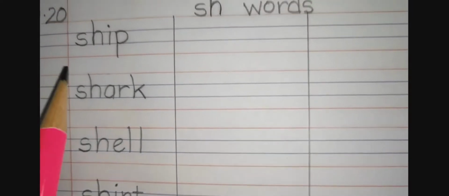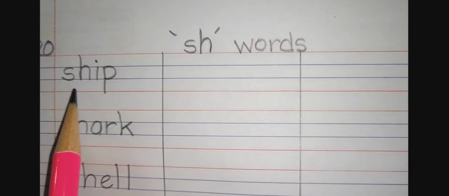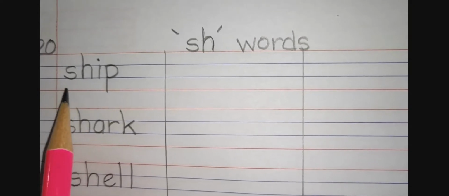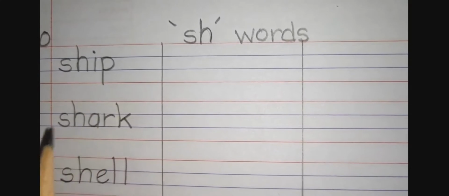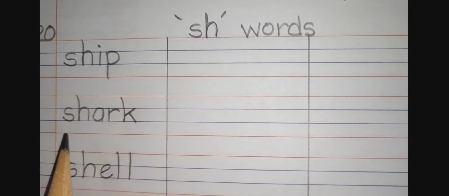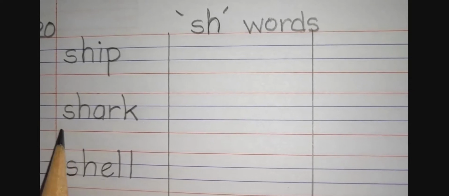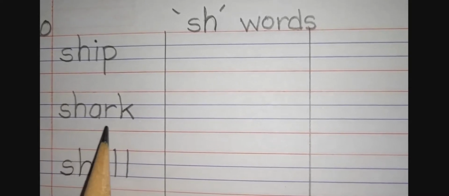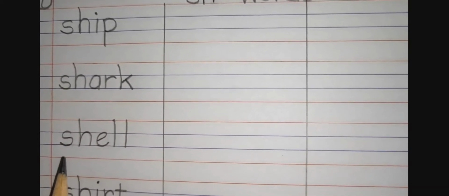Let's revise all the words once again. First word is ship. S-H-I-P, ship. Next is shark. S-H-A-R-K, shark.